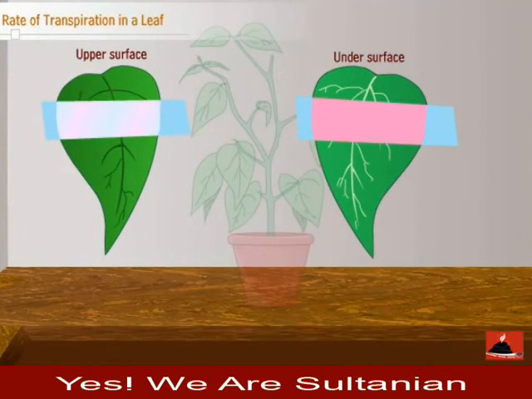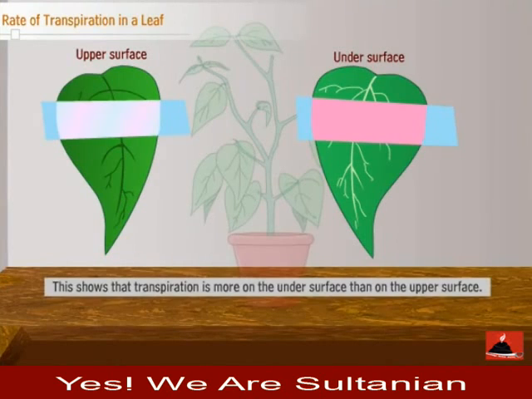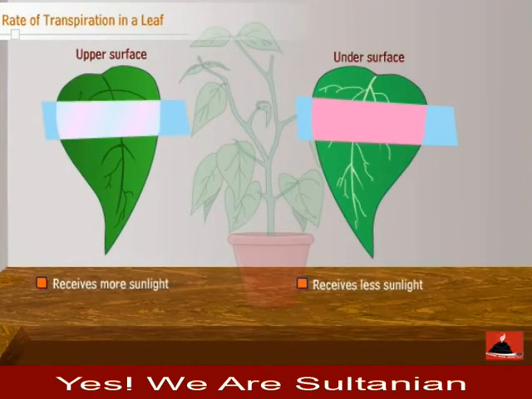What do you see? The strip placed on the lower surface turns more pink than that on the upper surface. This shows that transpiration is more on the undersurface than on the upper surface. Do you know the reason for this? The upper surface gets more sunlight and the plant would lose most of its water if the number of stomata on both the surfaces were the same. Though transpiration is essential for plants, they also adapt themselves to minimize the water loss through transpiration.